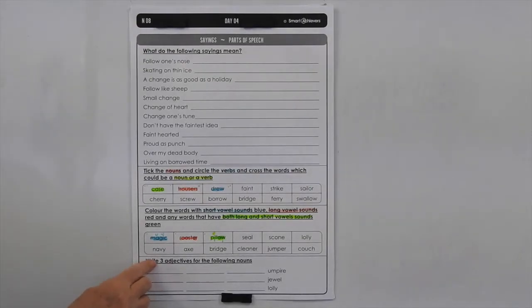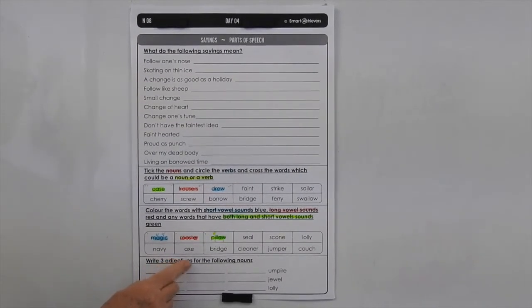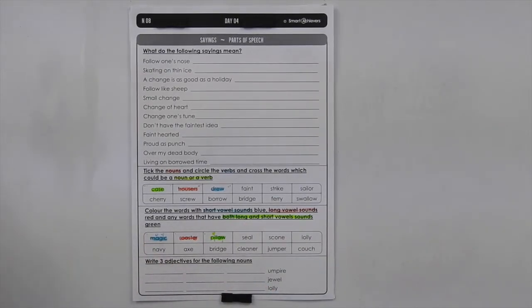Now down the bottom we have to write 3 adjectives for the following nouns. So 3 words to describe an umpire, 3 words to describe a jewel, and 3 words to describe a lolly. So let's see what we could say perhaps for an umpire. You might use words like fair or unfair. You could use impartial, reasonable, vigilant, any other words that you can think of. So you've got to find 3 words for each of those nouns and write them in. Off you go.